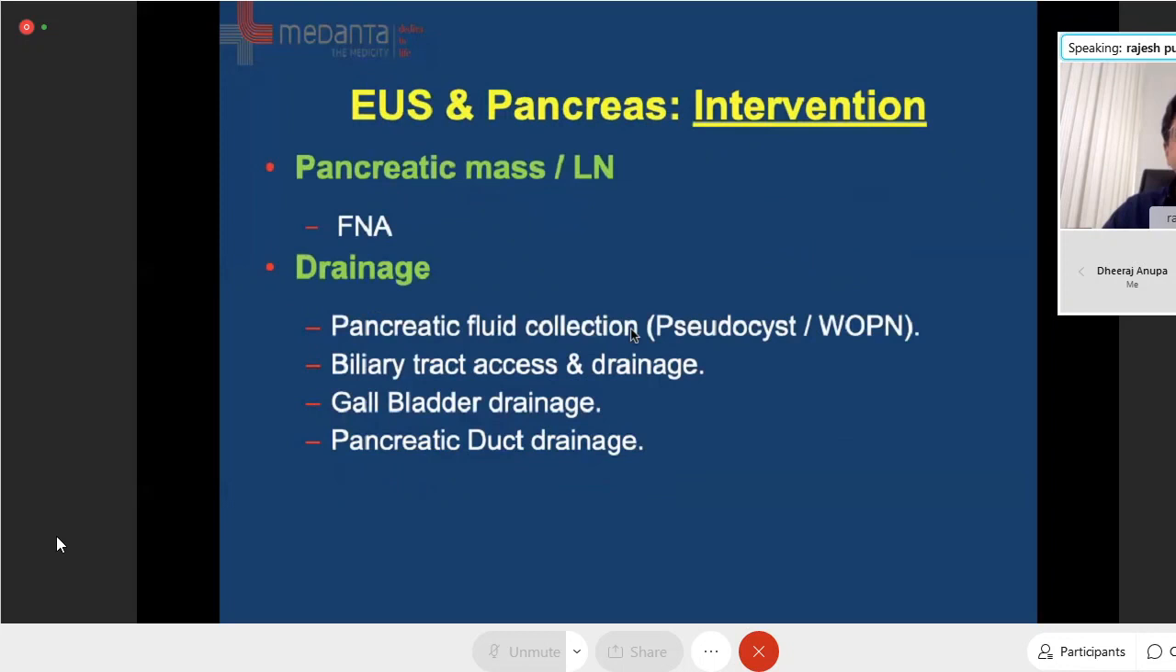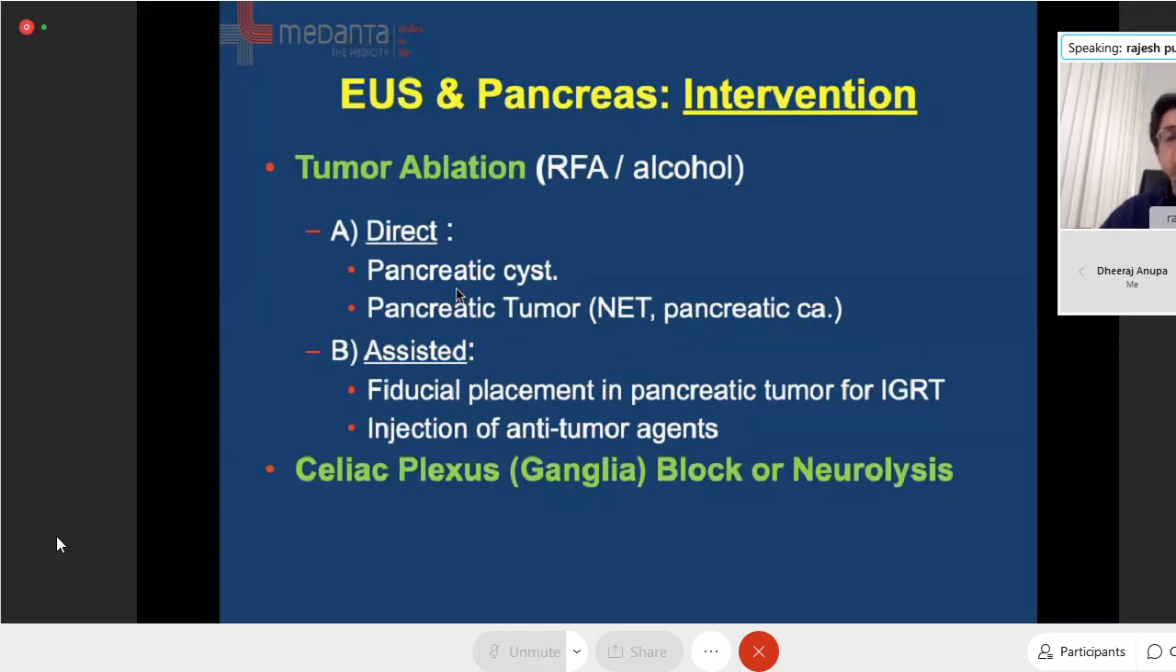In pancreatic masses, as I said, you can take the FNA not only from the mass but also from the lymph node, and the drainage can be done from the pancreatic fluid, biliary tract, gallbladder, and pancreatic duct drainage. Tumor evaluation, I'm not going to discuss in detail, but these are the other indications. If the patient has a pancreatic cyst, an elderly patient, you can do alcohol injections. In a pancreatic tumor, you can do RFA. Radiotherapy placement, because nowadays we have intensity modulated radiotherapy where they give high radiation doses, so you can put the fiducial marker into esophageal carcinoma, pancreatic cancer, so your radiation oncologist can give high radiation to the pancreas, and celiac plexus block.